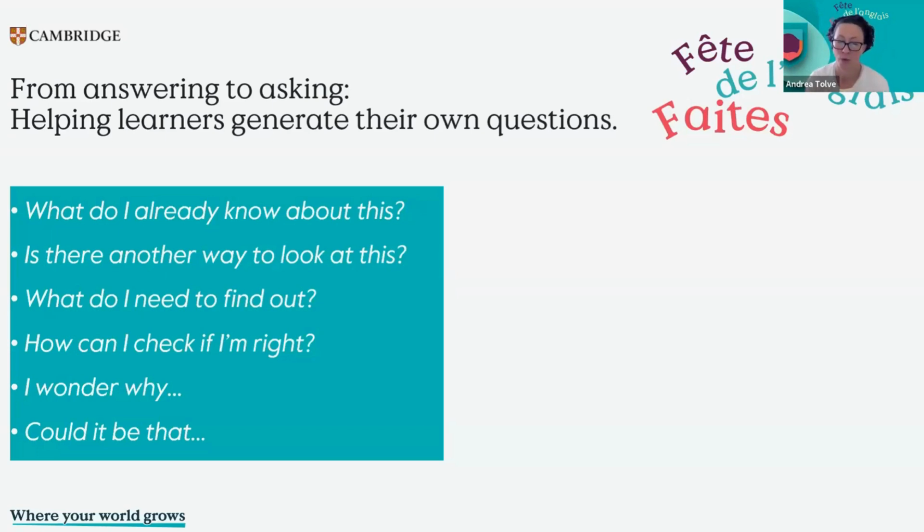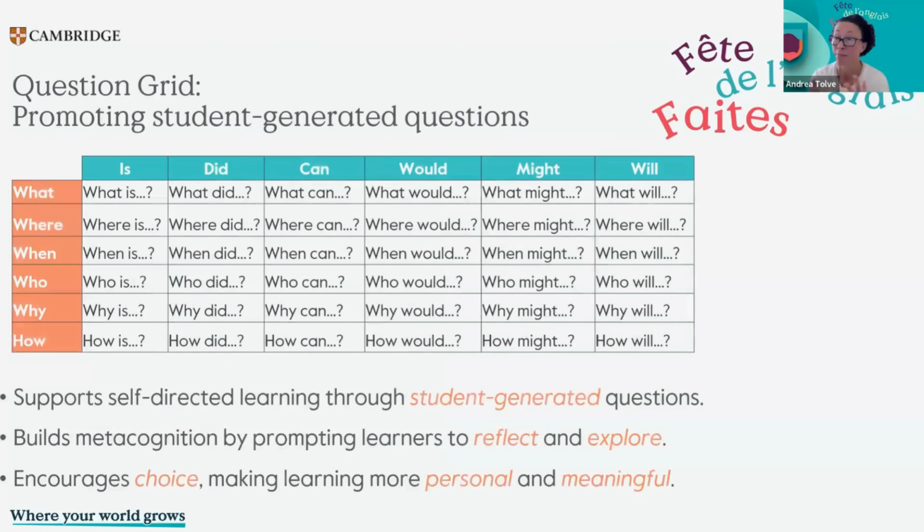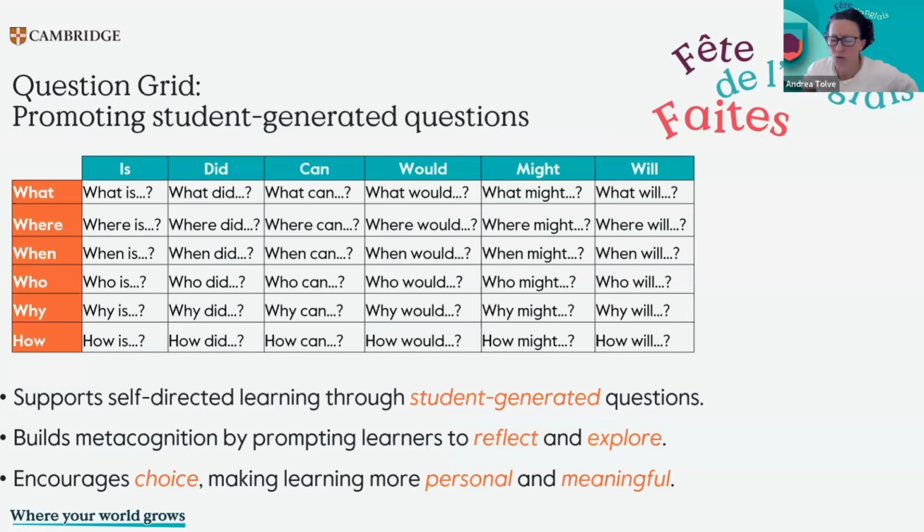And another support we could use with our students is this idea. Maybe you've used this with your students already, this idea of a question grid. Sometimes it's called a question matrix, and it can be a really powerful tool for promoting student-generated questions. So it basically works by combining different question words down the left side with different auxiliary verbs, as you can see across the top, to help them form a wider variety of questions from just the simple factual ones.